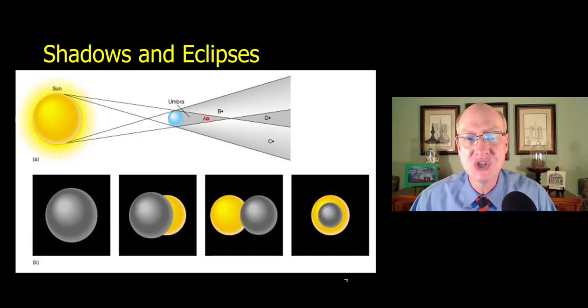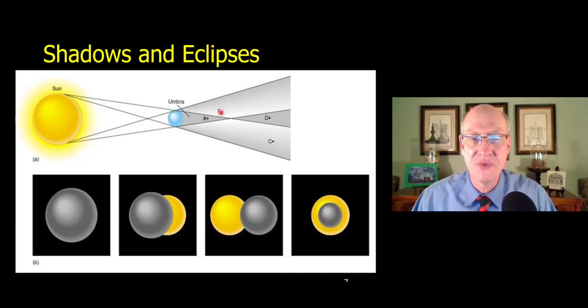Well, if you are at position A, you are inside the umbra of the moon. You are inside the darkest part of its shadow, where the moon completely covers the sun from view. You are close enough to the moon that the moon is large enough that the sun is completely covered.